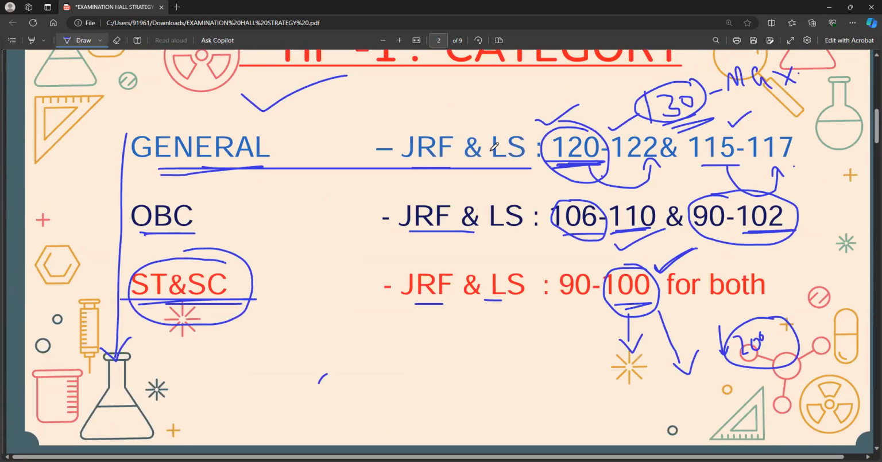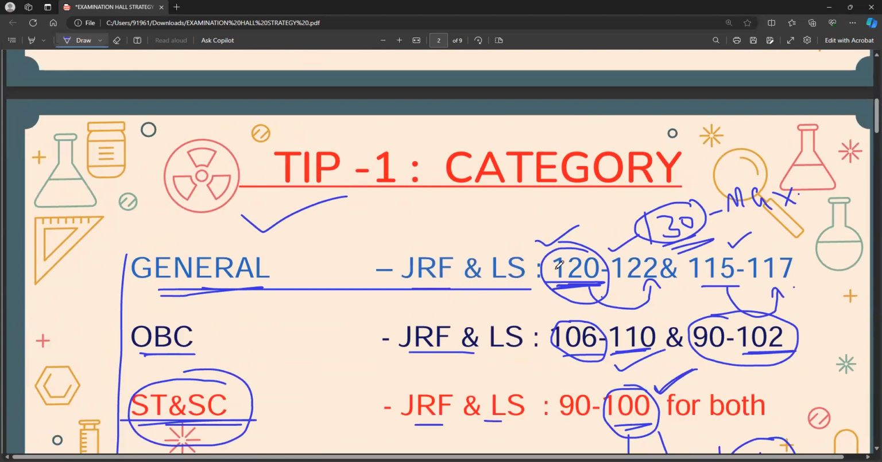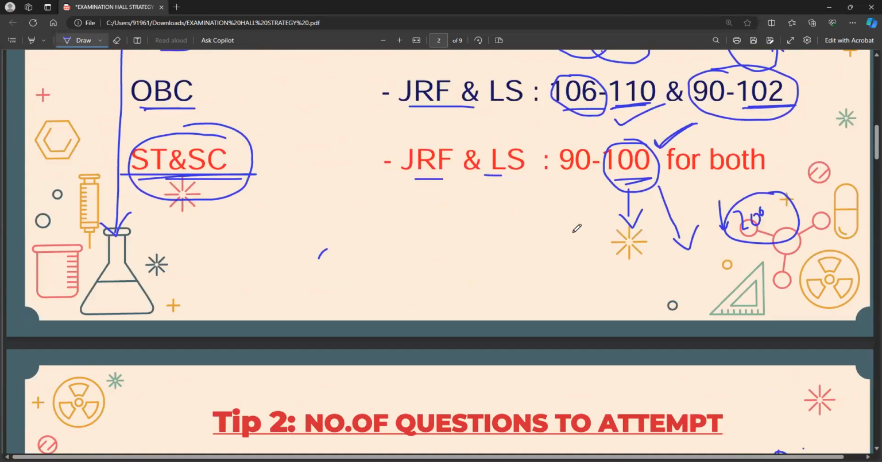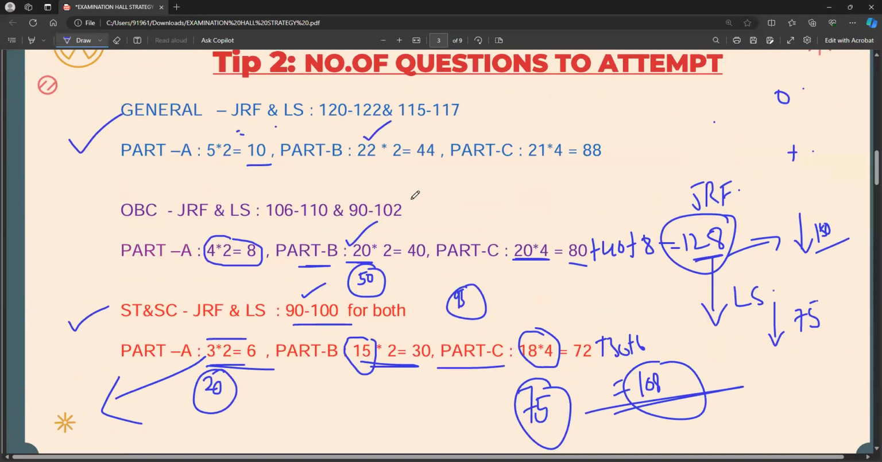So all the category students, first know your category. First point, in order to crack the JRF and LS in your category, how many marks do you have to get. Second tip you have to remember: if I want to crack the JRF with my respective category, because the cutoff will always depend on the category, you have to remember how many questions I have to answer in each section. That's very important. So now you're crystal clear in your mind how many questions to be answered and how many marks you have to get. Don't do anything randomly.